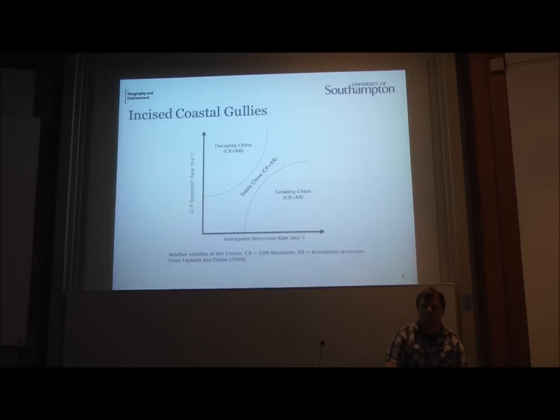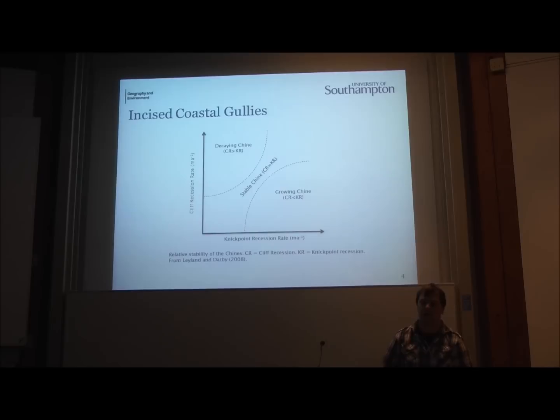This diagram quite neatly and succinctly outlines the key processes driving these features and their evolution. As you can see, the two main processes that operate here are cliff recession and nick point recession. When the two processes are in equilibrium, we get this stable band. I should say here that chine is the Isle of Wight term for an incised coastal gully. So if you see the two words pop up, they're interchangeable and they mean the same thing. When these two processes are equal, we get these stable chines.